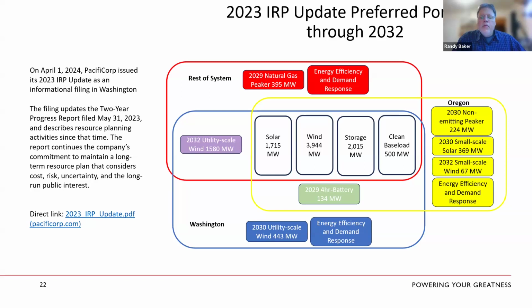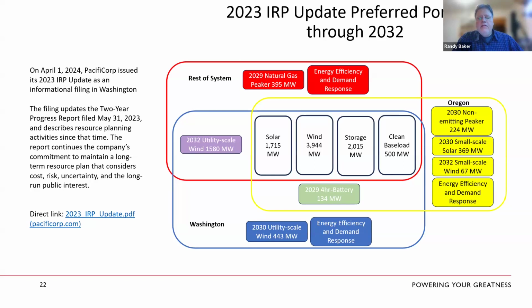The bulk of Washington's resources to achieve clean energy implementation planning are those 4 white bubbles in the middle: the solar, wind, storage, and clean base load. And that is where all of the states overlap, and all of them will get a share of those resources.